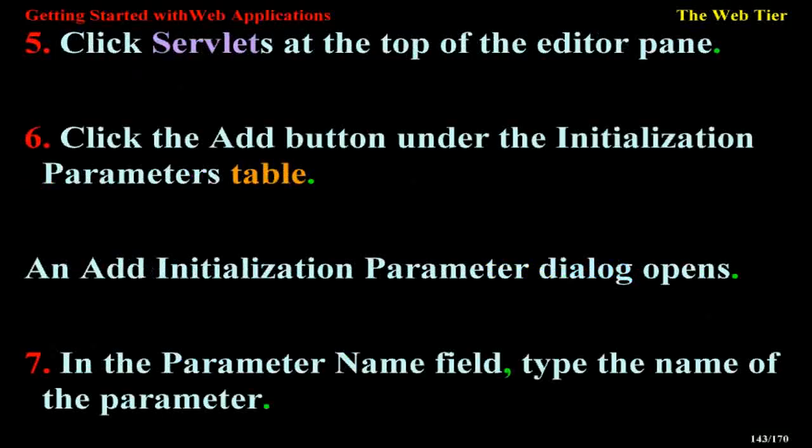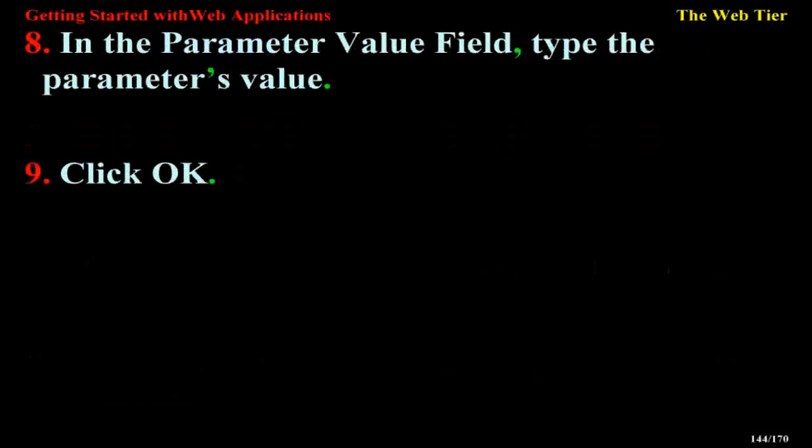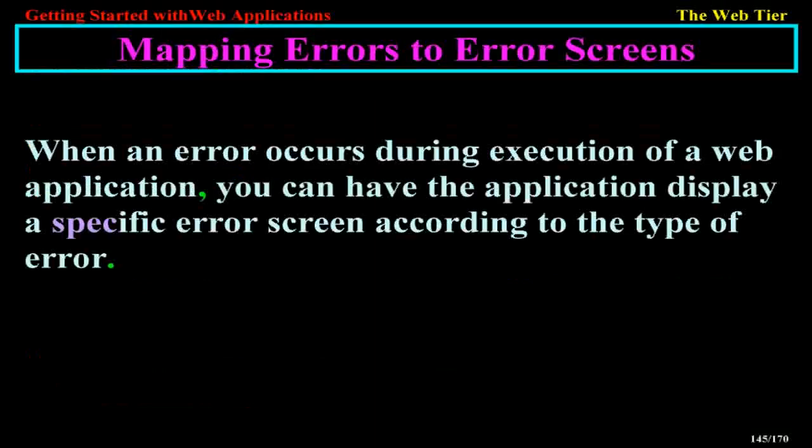Click Servlets at the top of the editor pane. Click the Add button under the Initialization Parameters table. An Add Initialization Parameter dialog opens. In the Parameter Name field, type the name of the parameter. In the Parameter Value field, type the parameter's value. Click OK. Mapping errors to error screens.